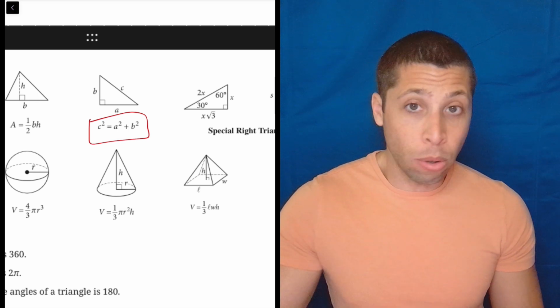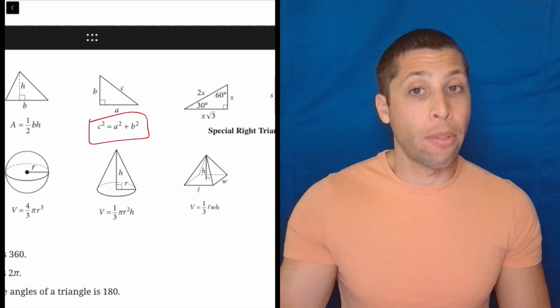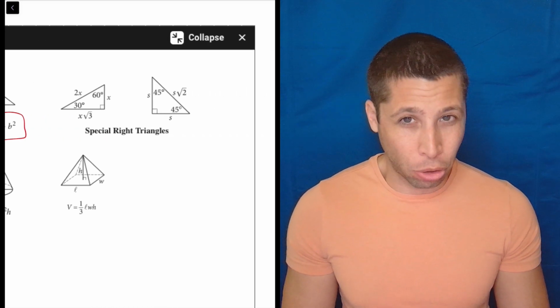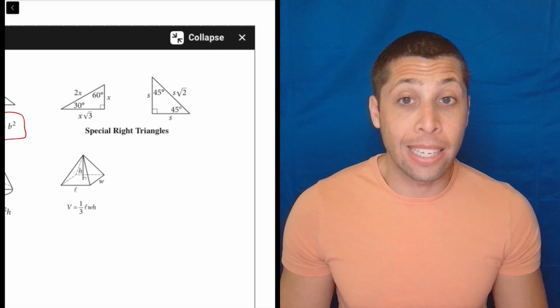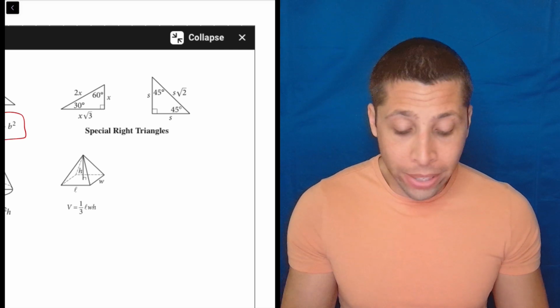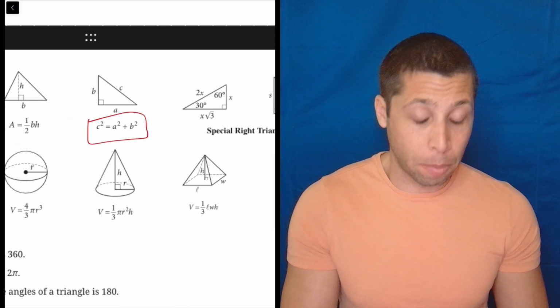And the reason we use this formula is when we have two sides of a right triangle, we can use this to find the third. If we have just one side, we might need to use the special right triangles. Those involve 30, 60, 90 right triangles and 45, 45, 90 right triangles. But we don't have any angles here, so those don't apply as far as I can tell. So we're just going to do it with the Pythagorean theorem.